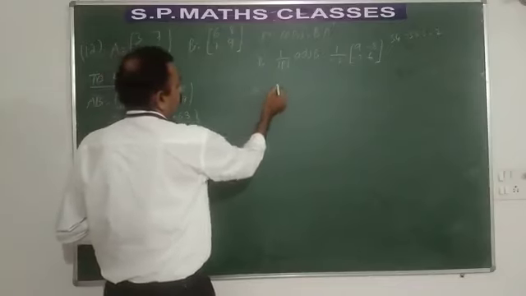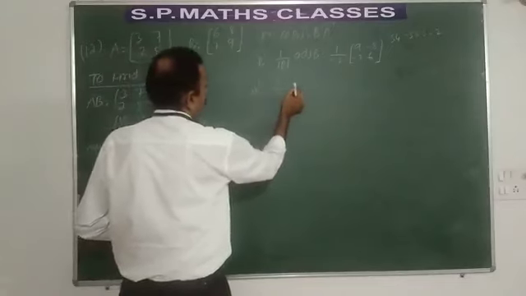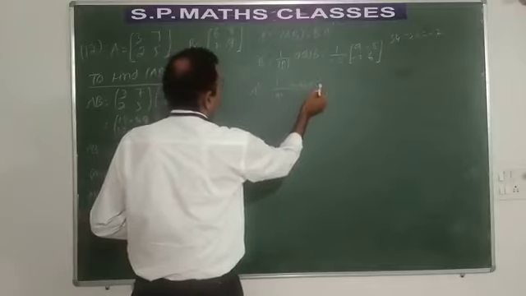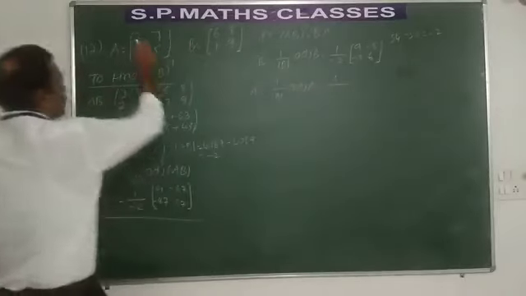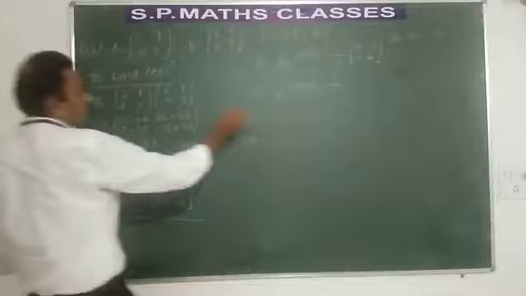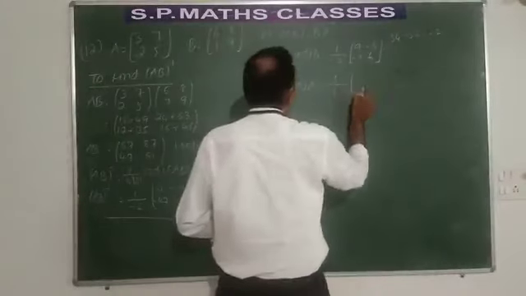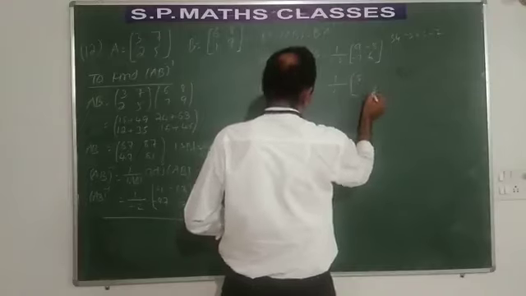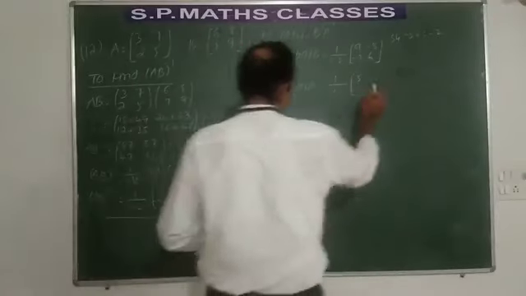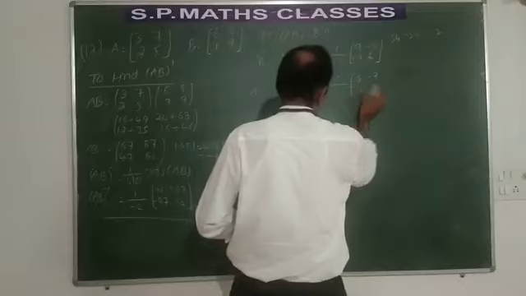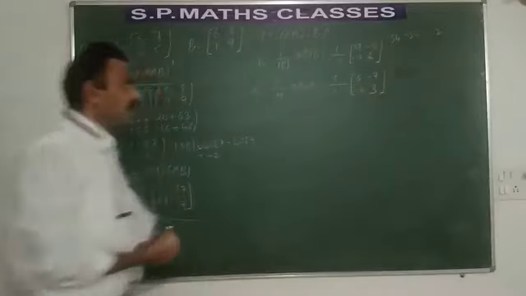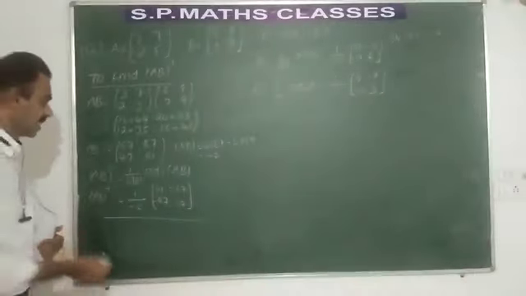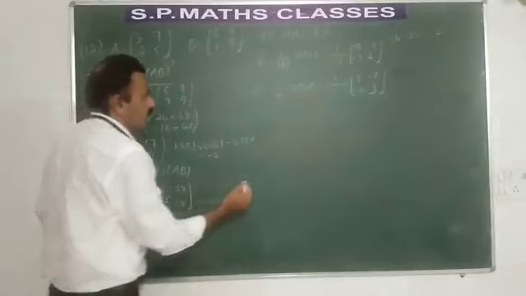Find out A inverse, 1 by determinant A into adjoint of A. What is determinant A now? 15 minus 14, it is equal to 1. And what is adjoint A? Interchange the diagonal elements, change the signs of the other elements. Minus 7, minus 2. I think now we have understood how we have done it directly. This is taken as equation 1.